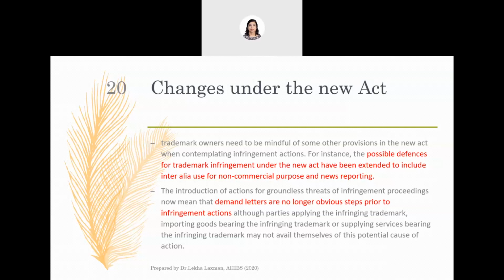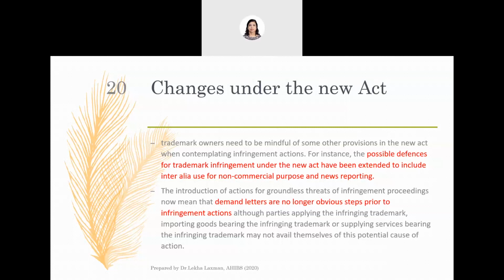So that is no longer a step that's used prior to an infringement action. That means normally you need to send a letter warning them before you can start a court case on that, right? But now you don't need that anymore.